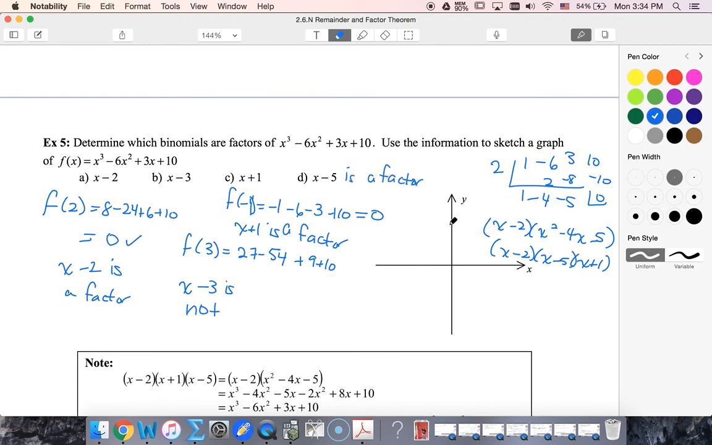Once I know all those factors, I also know that 10 is my y-intercept. So I could graph this. I know that x equals 2 is an intercept, x equals 5, and negative 1. Those are all my roots. It's cubic with a positive a value. So we come up somehow, down, and back up.